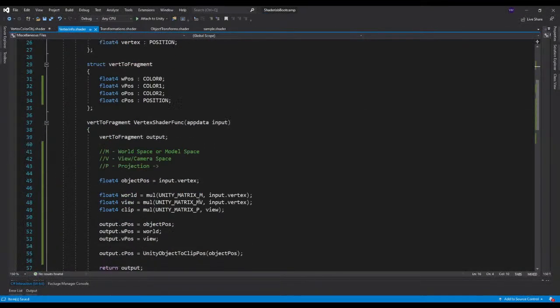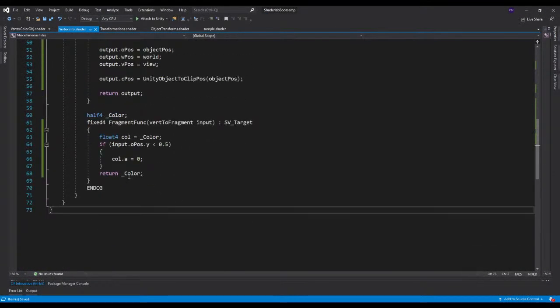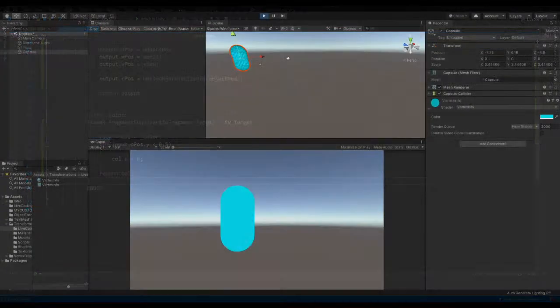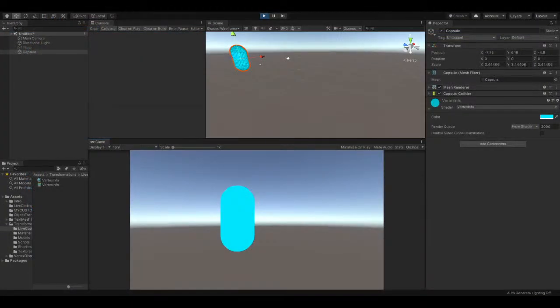So where the issue is basically is right here. When you are returning this underscore color, you should return this color. Okay, tell me if I'm going wrong, okay? So tell me if I'm going wrong.